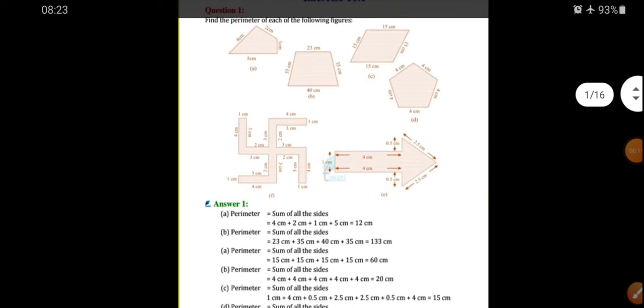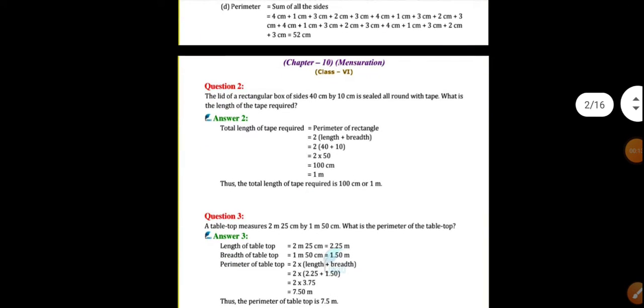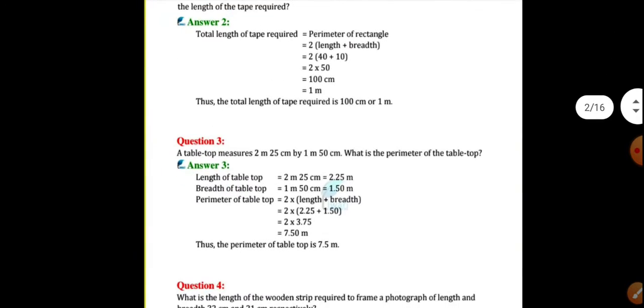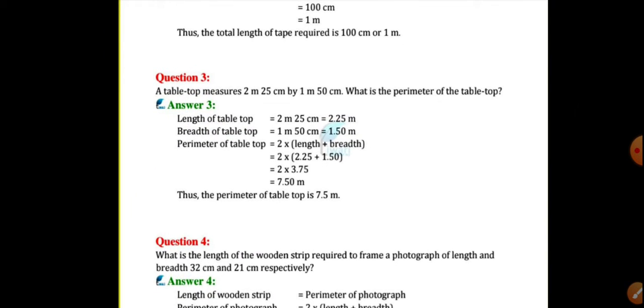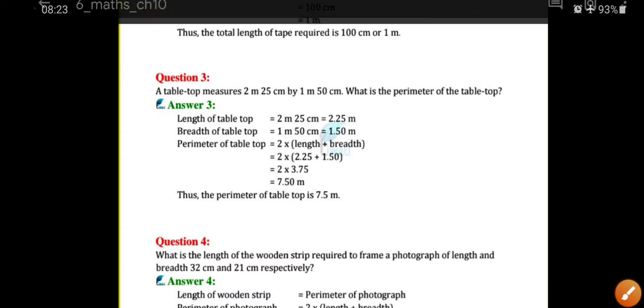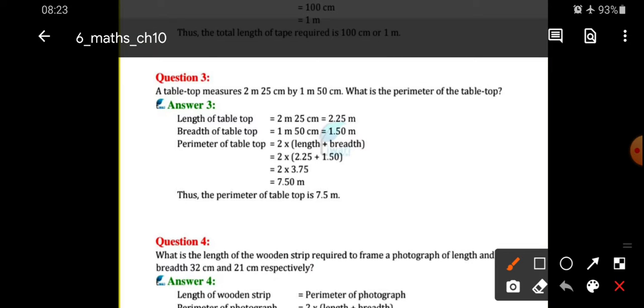Exercise 10.1. In that, the first and second questions are completed. Now, the third question. A tabletop measures 2 meter 25 centimeter by 1 meter 50 centimeter. What is the perimeter of the tabletop?